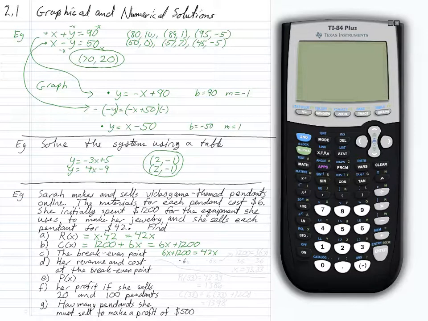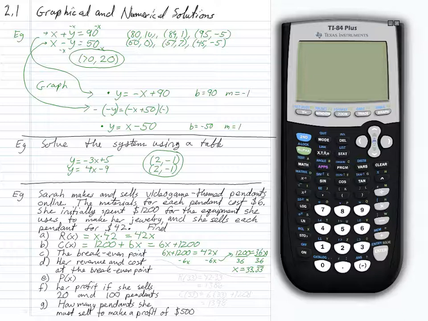So one way we might go about this would be to subtract 6x from both sides. This leaves us with 1200 equal to 36x. And if we divide both sides by 36, we see that x equals 33.33 repeating.